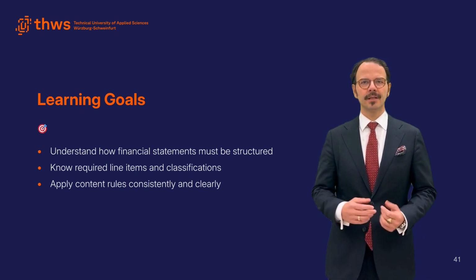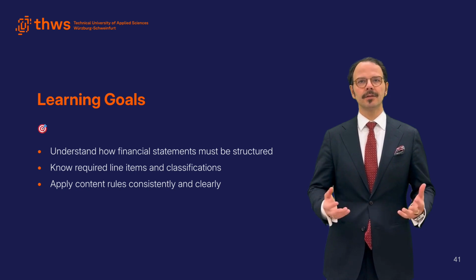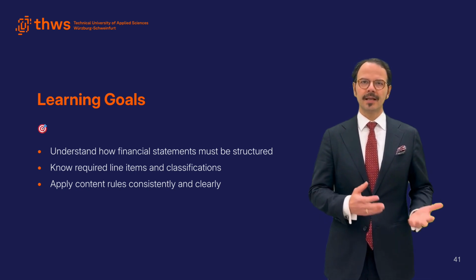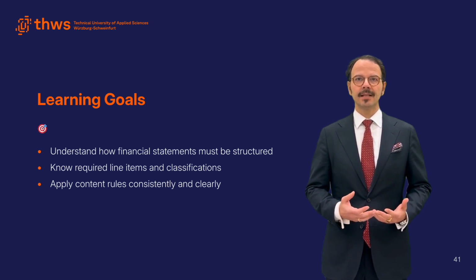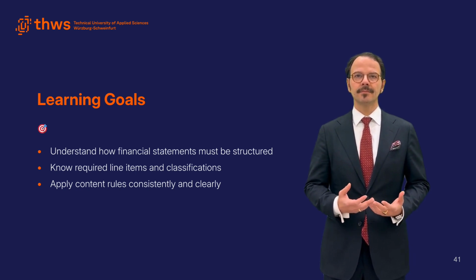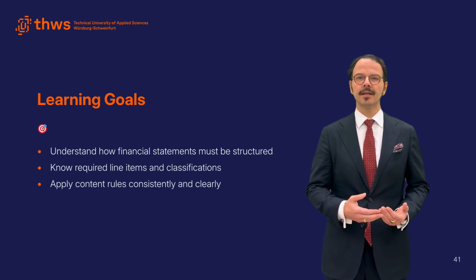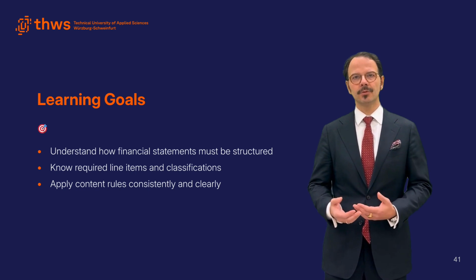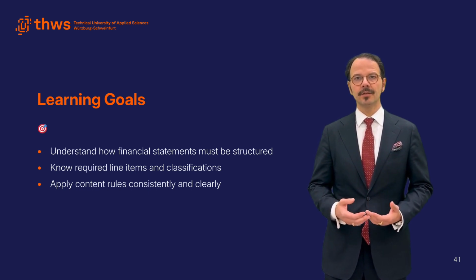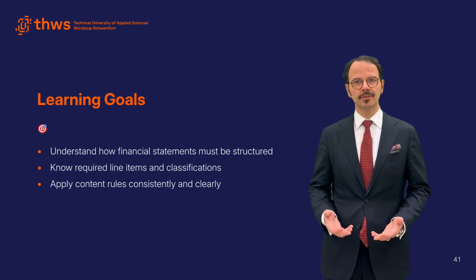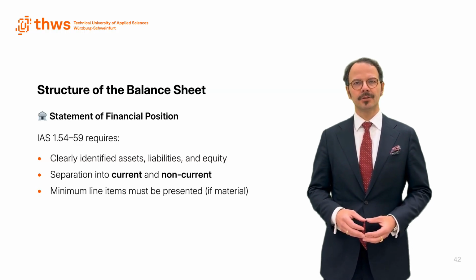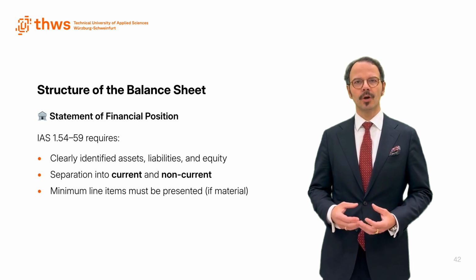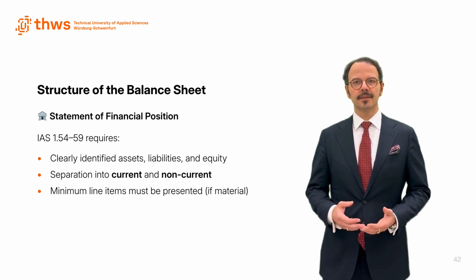First, to understand how each financial statement must be structured under IAS 1. Second, to learn the required line items and classifications. You can't just list what you like and leave out the tricky bits. And finally, we'll learn how to apply these rules consistently and clearly so that users can understand, compare, and trust what they're seeing. Let's start with the statement of financial position, or more commonly, the balance sheet.